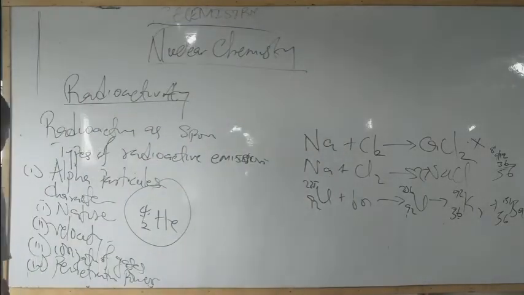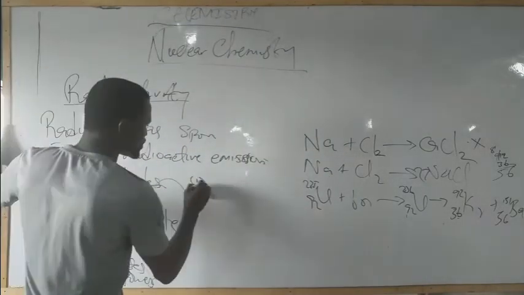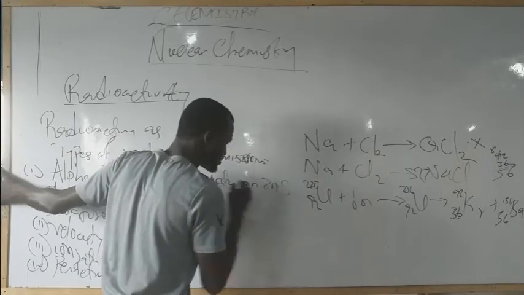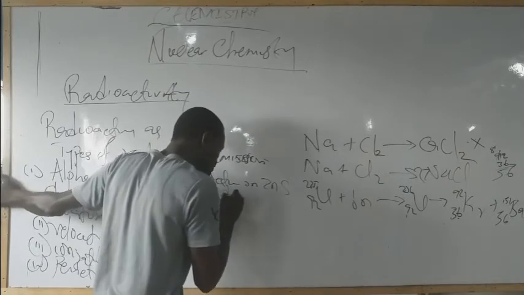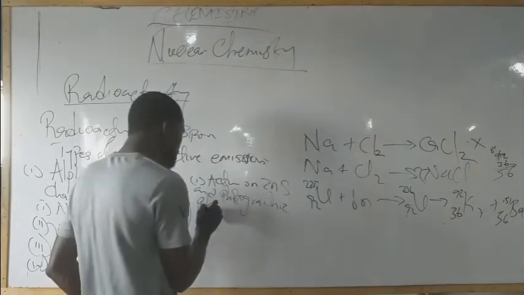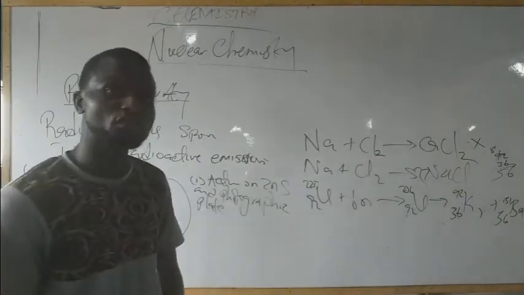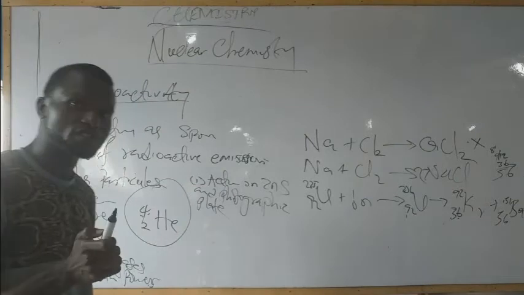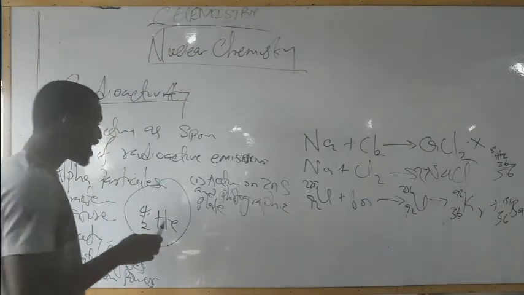Then, the next one is action on zinc sulfide and photographic plate. Action on zinc sulfide and what? Photographic what? Action on zinc sulfide and photographic plate. Alpha particles affect photographic plates as well as zinc sulfide, exciting scintillations or momentary flashes of light.